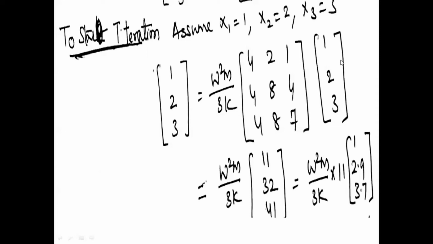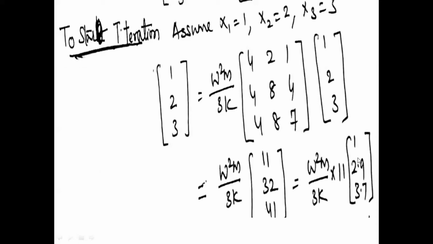Now you multiply these two, you get the values 11, 32, 41. Now you have to take this 11 common so that you can convert this into this form. So that is equal to 1, 2.9, since 11 multiplied by 2.9 is 32, and similarly 3.7.